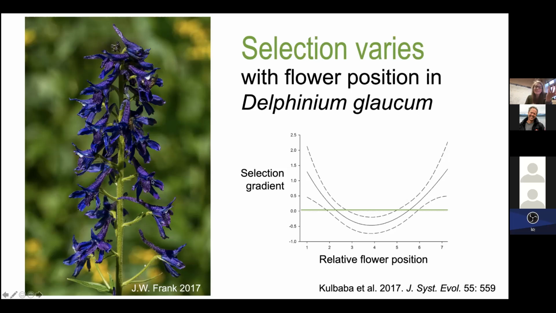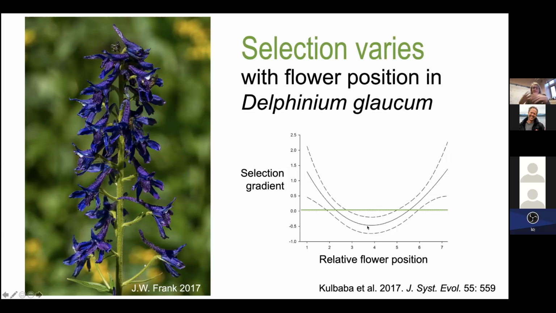In a careful study with this system, Kolbaba and colleagues showed that for the first flowers produced on an individual plant, selection tended to favor a larger size of sepals. The sepals form the landing pad on these Delphinium flowers for pollinators to land on. So on the first flowers produced, there was some advantage to having a large sepal size. The same was true for the last flowers produced on an individual plant. Selection favored having a large flower landing pad size. But in the middle of the plant, there was some selective advantage to having a smaller landing pad size.